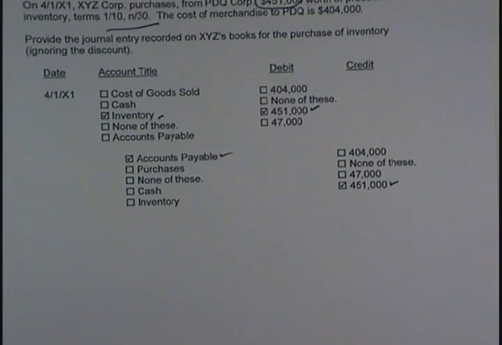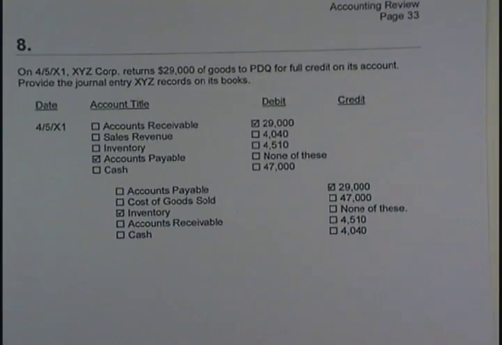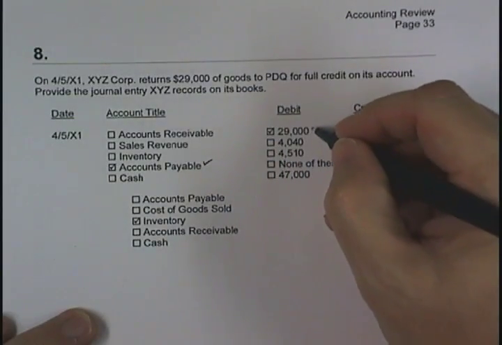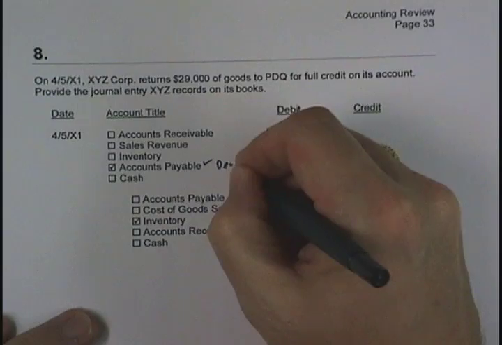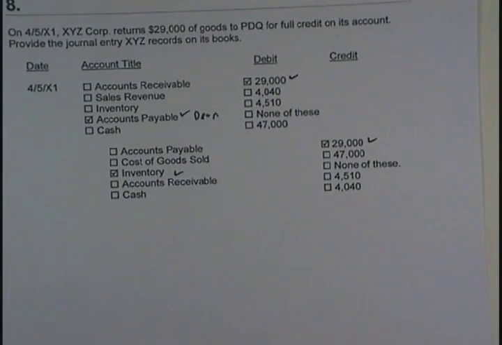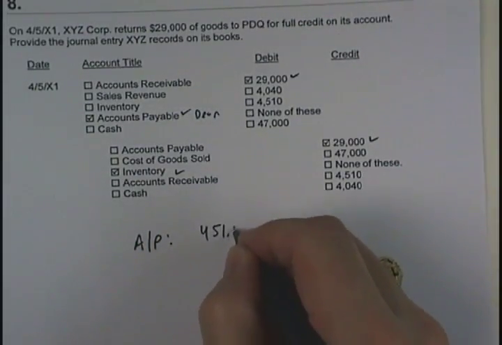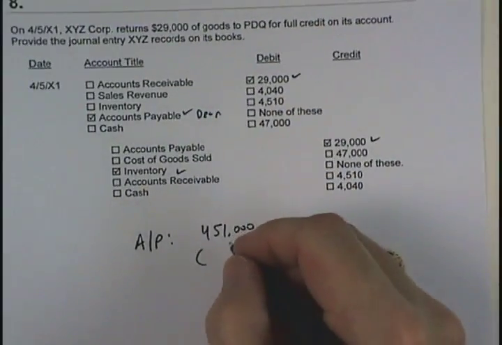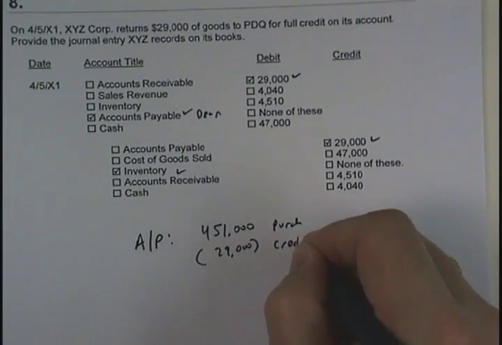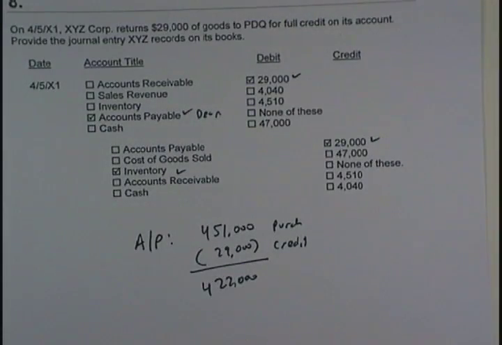Now the problem continues, and it says XYZ returns $29,000 of the inventory for credit on its account. So that is going to decrease the account payable that it owes by $29,000 through a debit to decrease the accounts payable and also decrease the inventory by $29,000. So it bought $451,000. The balance in the account payable now is the $451,000 it initially recorded less this $29,000 credit. So the purchase less the credit. So it owes $422,000 after the return.